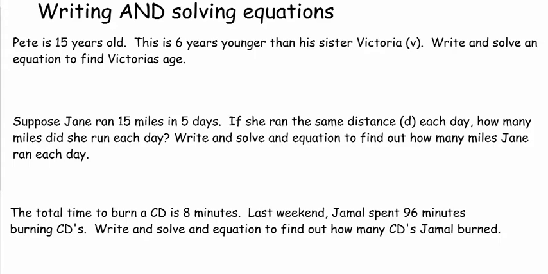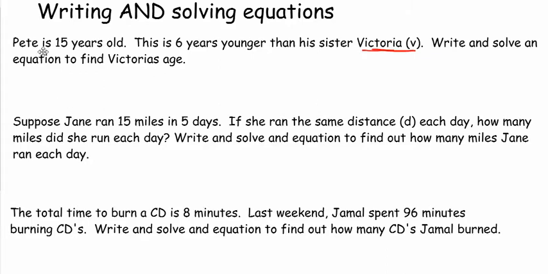All right, so now let's put together what we've been working on before, writing equations, and then you're going to solve them. So let's read this one. It says Pete is 15 years old. That's how old he is. This is 6 years younger than his sister Victoria. So I'm telling you, here's my variable V because I don't know how old his sister is. Write and solve an equation to find Victoria's age.